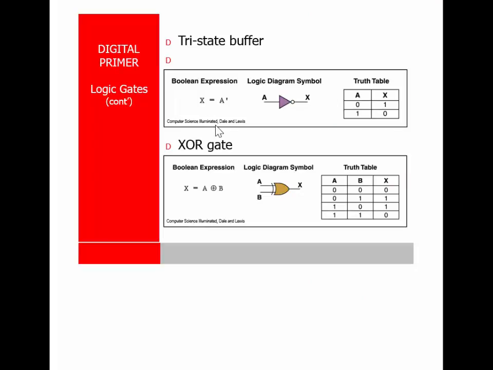This particular one is wrong right there. This is a NOT gate. A NOT gate simply means that the input is just inverted. Now later on you'll see that we'll use this bubble right here. This little bubble simply means inversion or inverting.